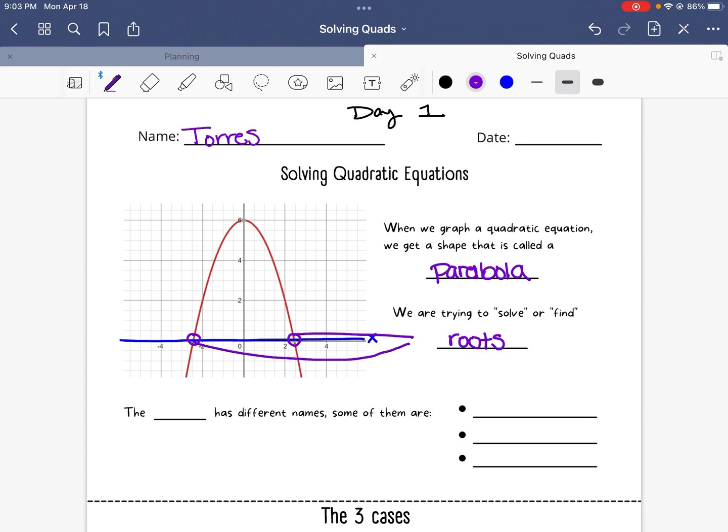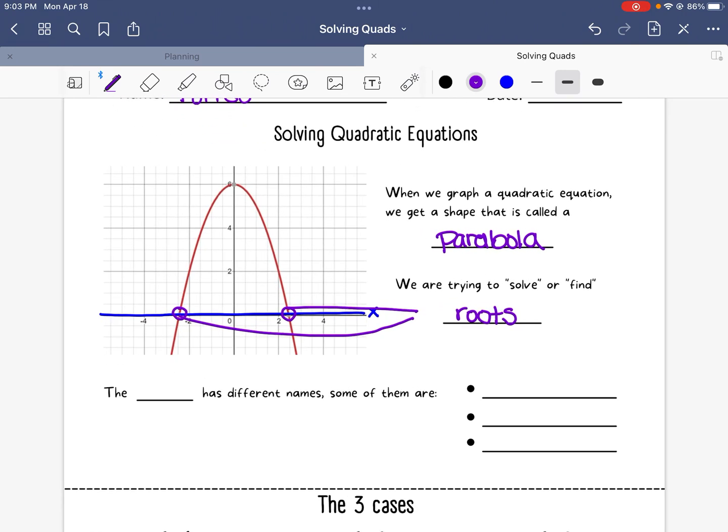So you can go ahead and make a little drawing to it if you want. I like to remember roots as a tree. It's where the tree meets the ground. So our roots is where the parabola meets the ground, which is the x-axis.